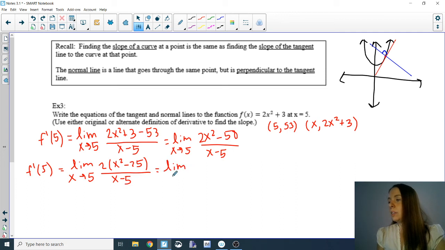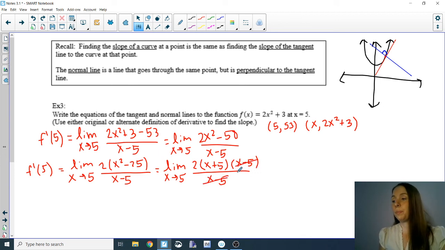And then we have a difference of squares to factor in the numerator. X squared minus 25 factors into x plus 5, x minus 5. And that does what we need it to do. So we have left 2 times the quantity x plus 5.